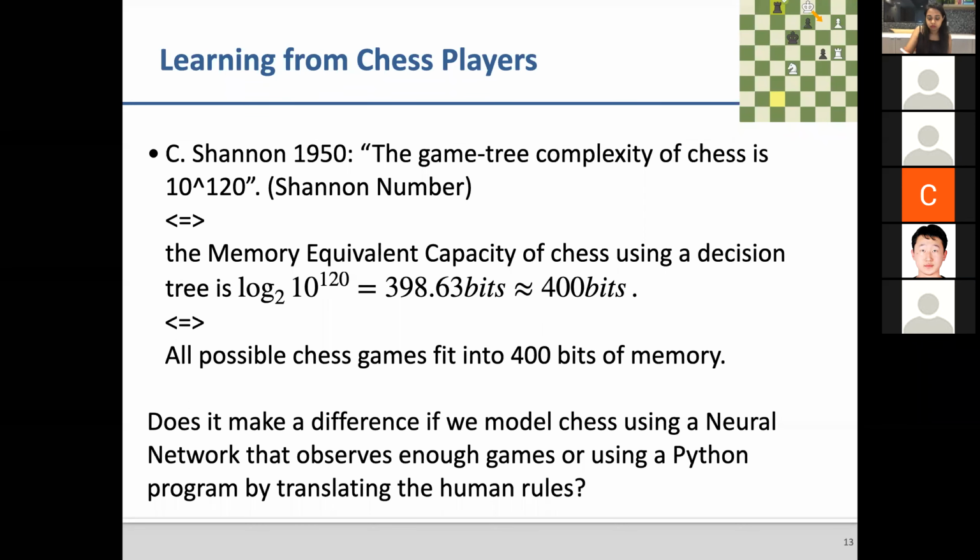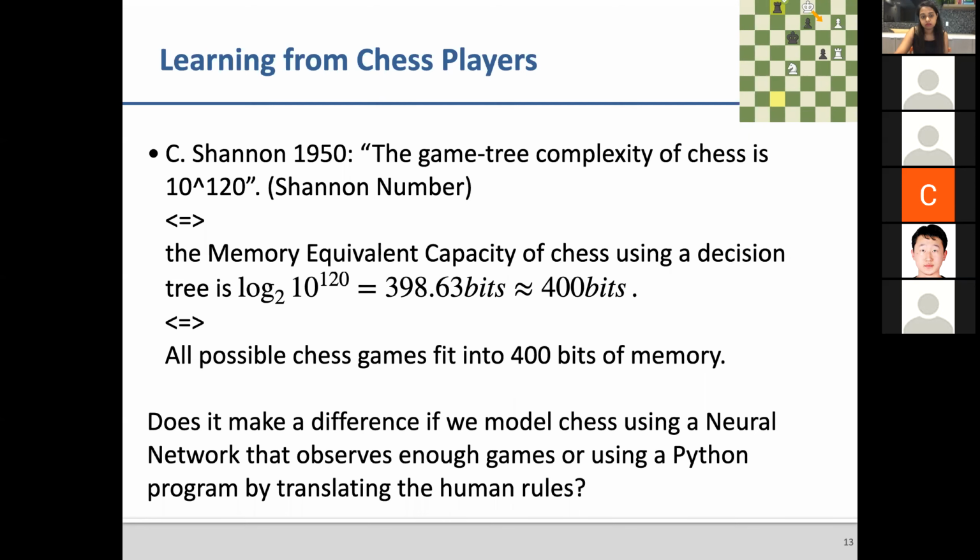And now here comes a very interesting part. Does it make a difference if we model the chess using a neural network that observes enough games? But where we basically go ahead and say, just like the approach from Google, remember they had this Go computer that actually sort of solved Go against the fifth Dan world master champion, remember? I forgot what the name of the computer was. Some of you will know.